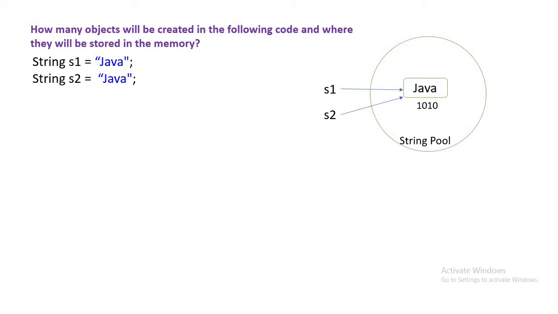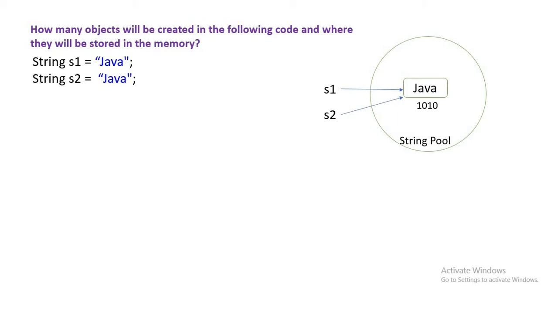Whenever we create a string object with string literals, it always checks in the string pool. If it does not exist, it will create one object in the pool area. If it already exists, we just reference that object; we are not creating a new object again. When s1 is created with a string literal, it checks whether "Java" is present in the pool area. It is not, so it creates one object with reference 1010.